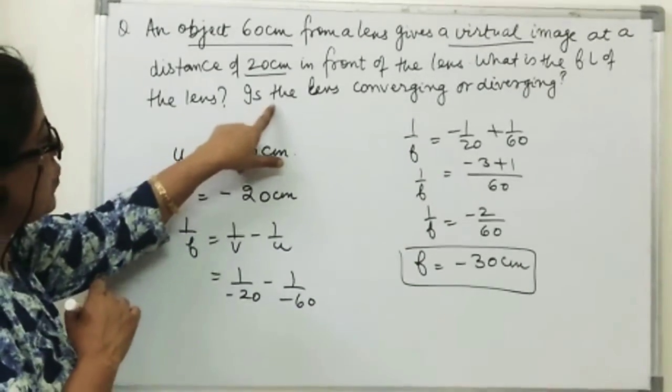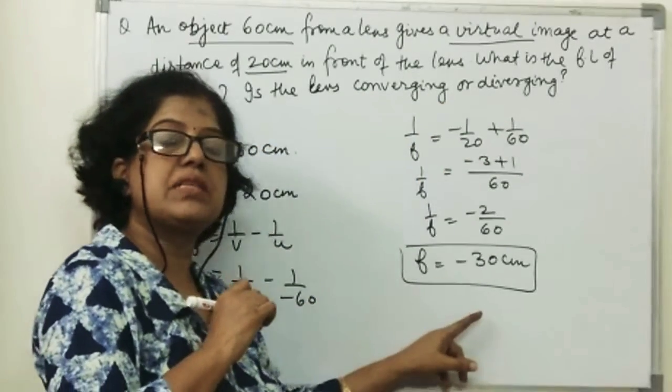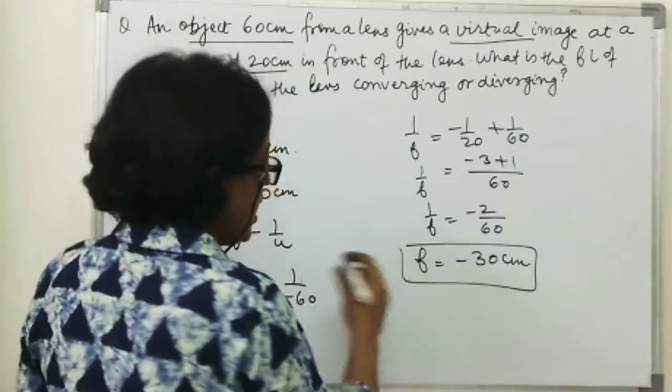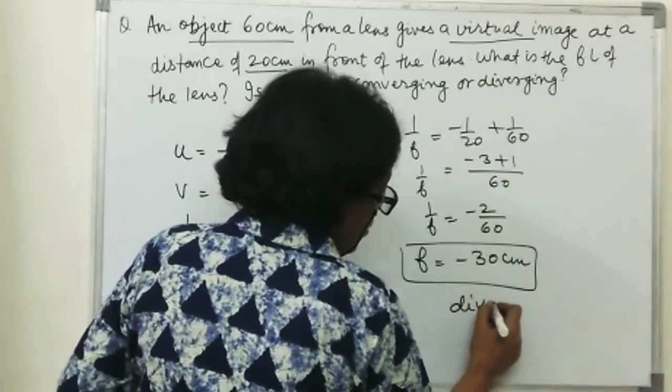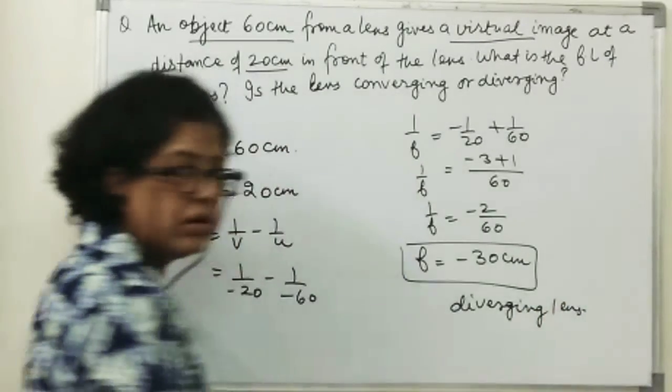The next part of the question says, is the lens converging or diverging? F is minus, which means the lens is concave. And a concave lens is a diverging lens. So the lens is diverging in nature. Now let's solve another numerical.